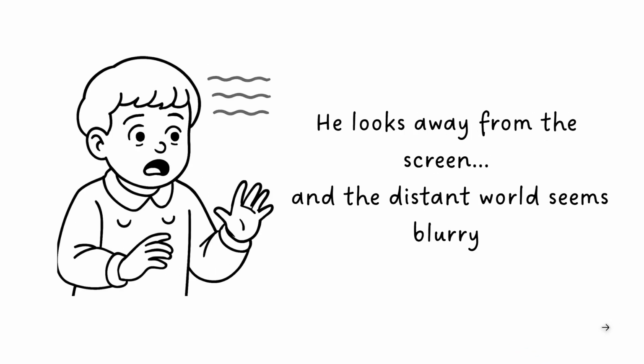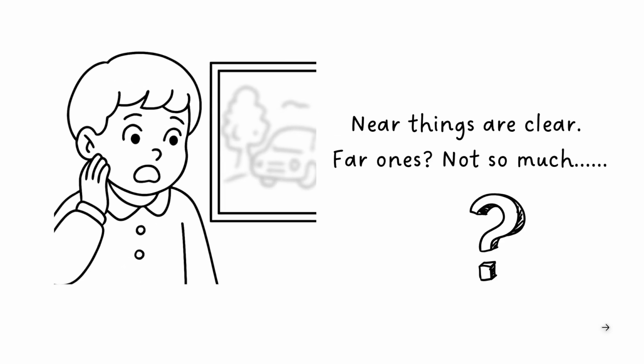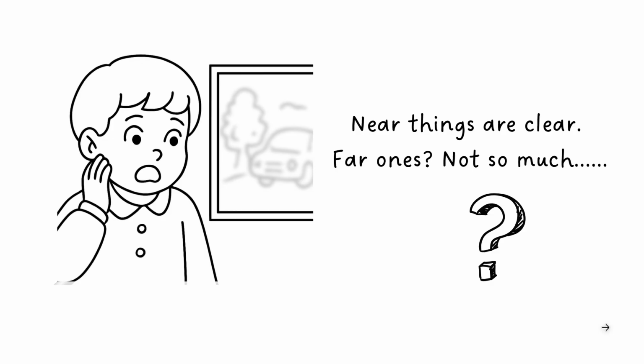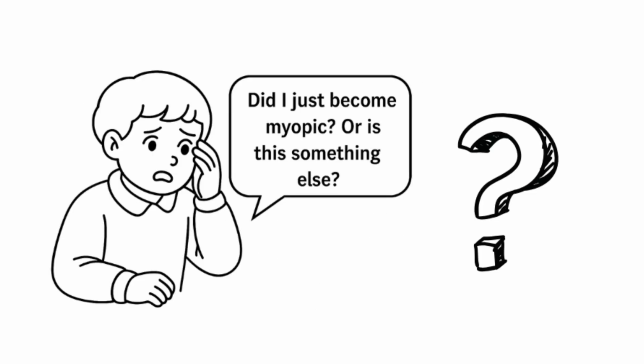He notices that when he looks away from the screen, the distant world now seems blurry. Near things are fine, but far ones, not so much. He really wonders what exactly is going on. Did he just become myopic, or is this something else? Well, this isn't just myopia. What Arav is experiencing may be a common but often misunderstood issue of accommodation.